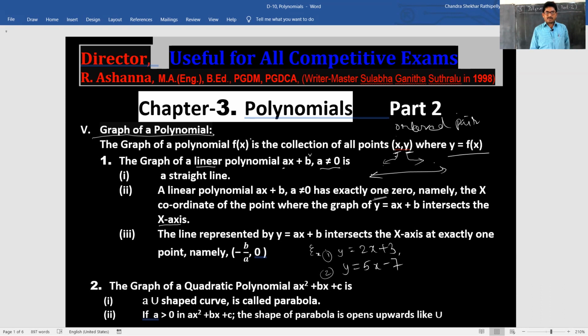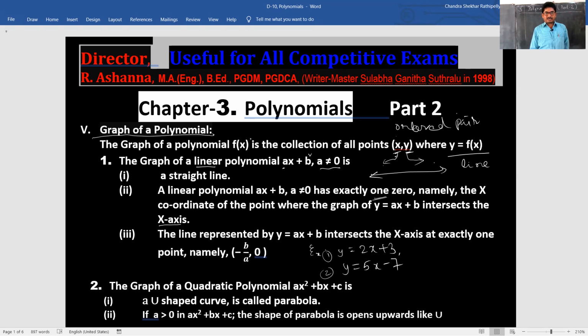In this linear polynomial, ax plus b is a straight line. The graph is a straight line like this. This is called a line or straight line. You know, children, in geometry.